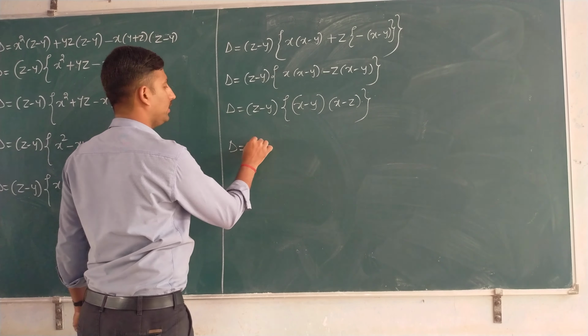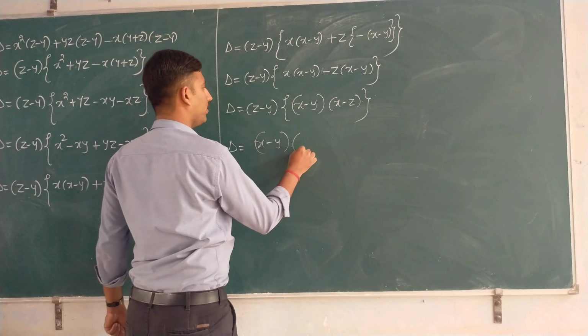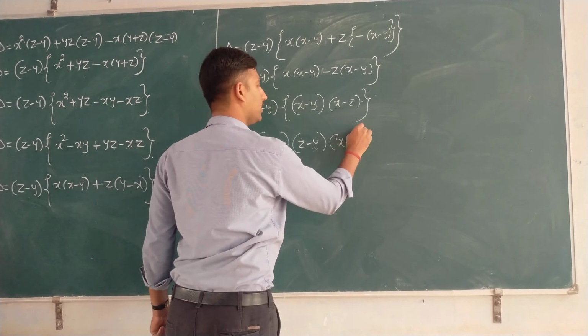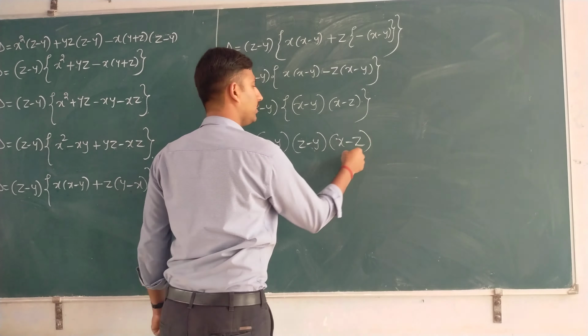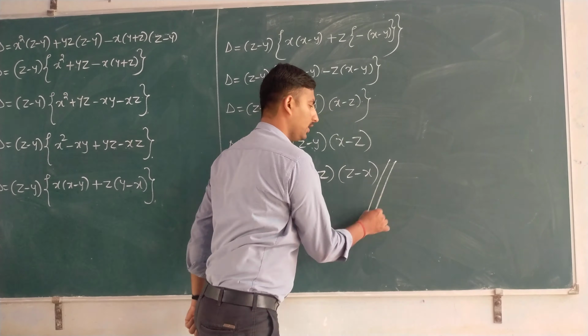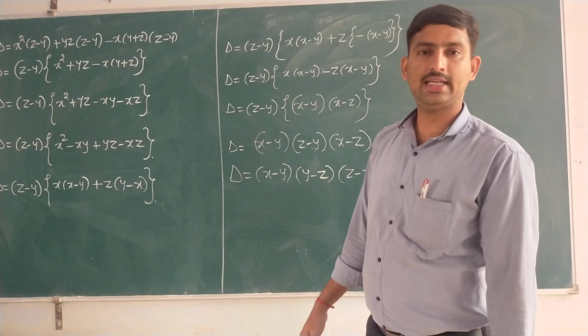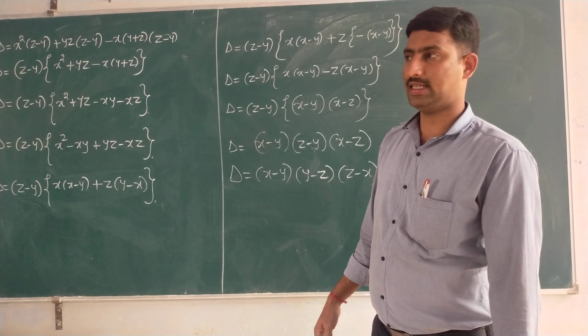Delta is equal to x minus y, z minus y, x minus z, which is the same as delta is equal to x minus y, y minus z, z minus x. How does it happen? Because if you take minus common, then it becomes y minus z. Here minus common, z minus x. Minus of minus becomes plus. This is the last final value, which is related to your NCERT example, NCERT exercise answer.